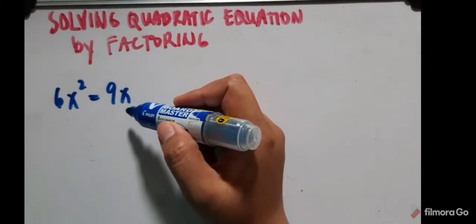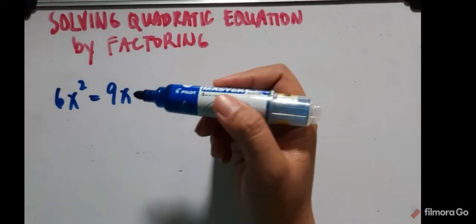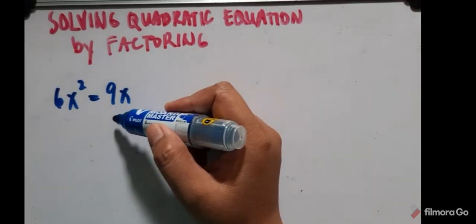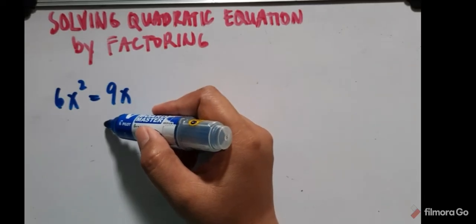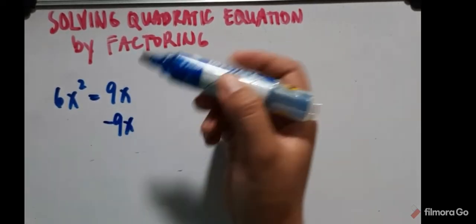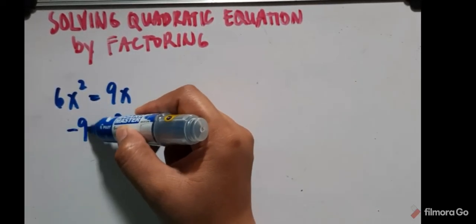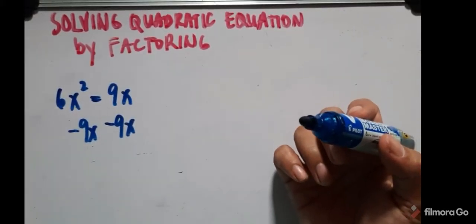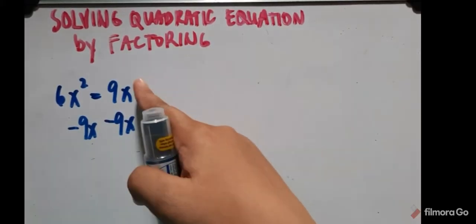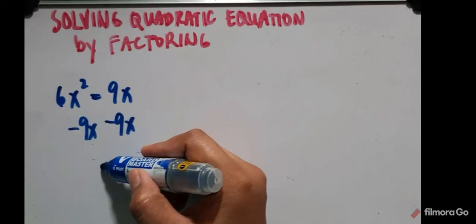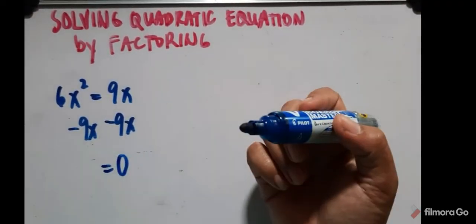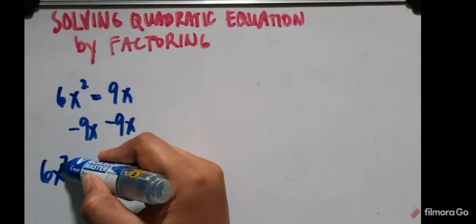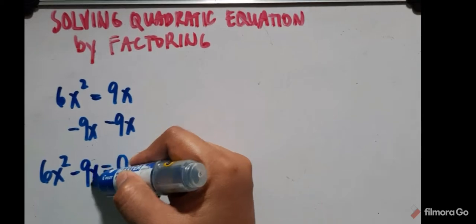What are we going to add, or finding the inverse of 9x, to make this side equal to 0? So that would be negative 9x. So remember to always add to both sides of the equation. So 9x plus negative 9x is equal to 0. Then we are going to rewrite this as one equation, 6x squared minus 9x.